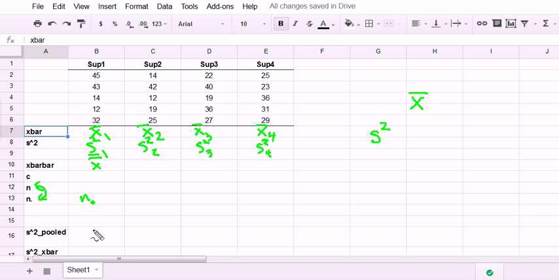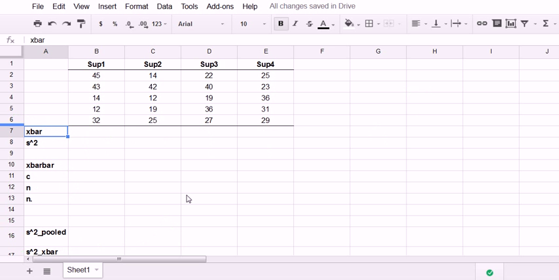S squared subscript pooled. The other one here, S squared X bar, you get the point. This is the notation. I'm just telling you why I'm writing it like this. It's a limitation of the text editor. I don't want to spend too much time finding the bars and using subscripts and superscripts, so as long as you know what I'm talking about here.